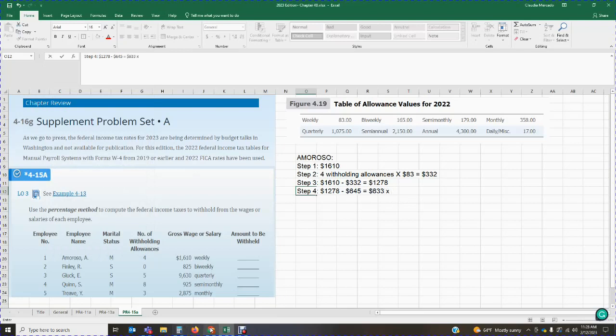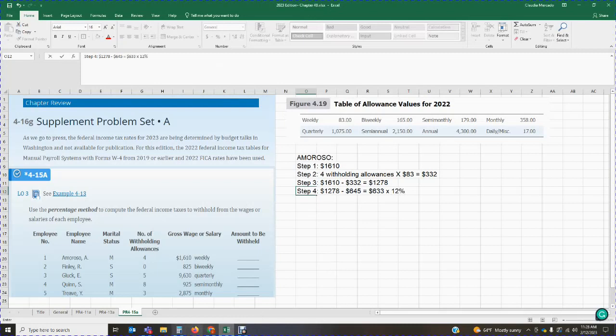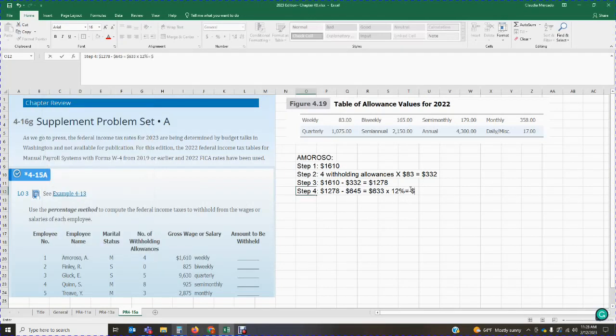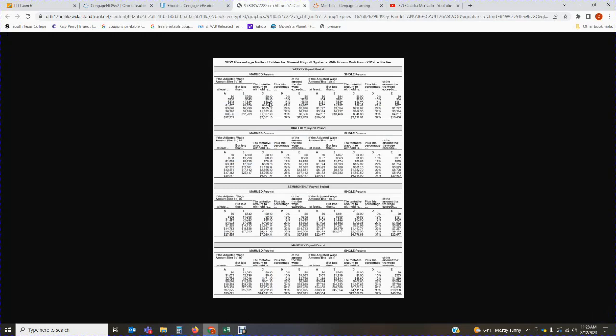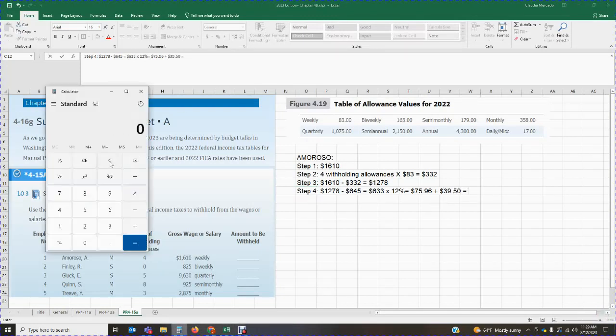Now that I've calculated that, I'm going to go back to my table and look at the percentage in column D. In column D, my tax rate is 12%. So whatever number I got, I'm going to multiply by 12%. 633 times 12% gives me $75.96. Then I'm going to go back and look at column C, which is the tentative amount to be withheld. This is an additional amount that's held on top of that 12% tax. For that 3rd tier, the tentative amount is $39.50. So I'm going to add that to my existing $75.96. $75.96 plus $39.50, so the amount of my withholding would be $115.46.